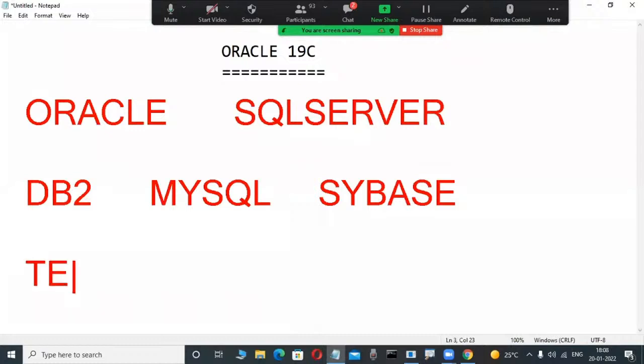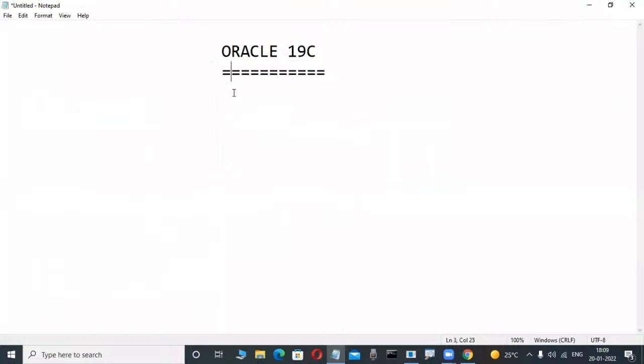Again, Teradata. Maybe many fellows have an idea, data warehousing application programmers. Teradata is a database product from NCR Corporation. SQLite is a database product. Like this, so many database products are there from different companies. That's why Oracle is always one of the popular database products. Okay, fine.